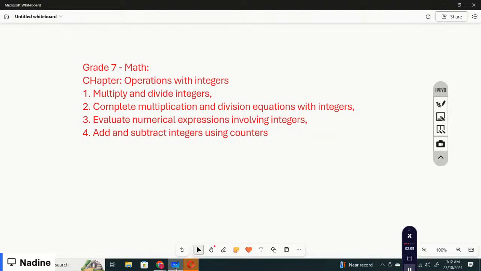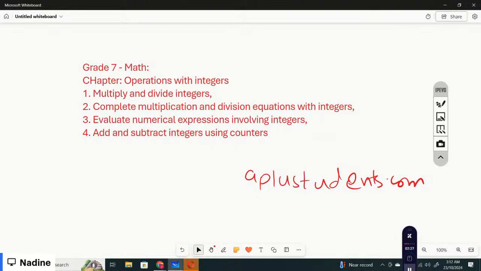We are here for grade 7 math. You can find all the lessons on aplusstudents.com. You have to log in there using your email address, and the password is provided by the administrator.